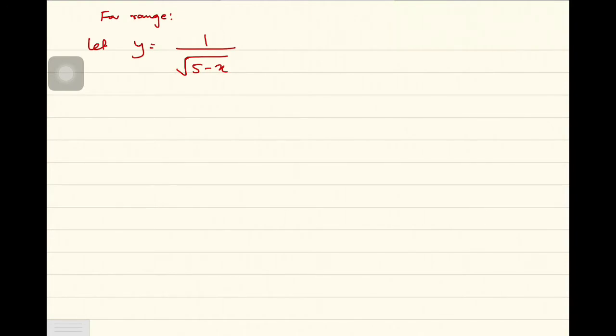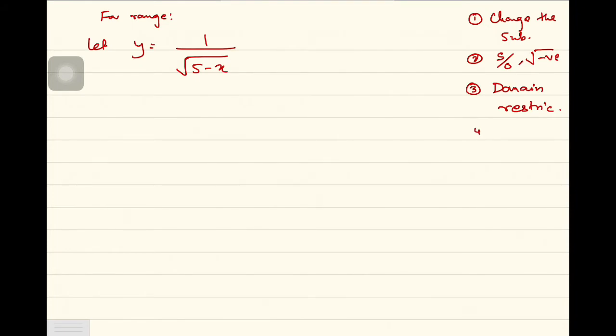Now there are many conditions we need to check for a range. First of all, number one, we need to change the subject. I'll change the subject of the formula. Number two, I'll have to check whether it will be something divided by 0 or a negative number inside the square root, whether it will be undefined for any values of y. Then the third thing we have to check is the domain restriction, whether there is any domain restriction. And finally number four, we have to check whether it is a positive or negative square root, so I need to check the question as well. So keep these four conditions in mind.